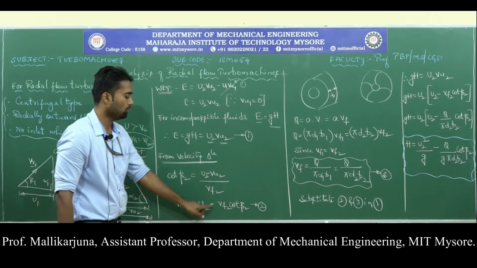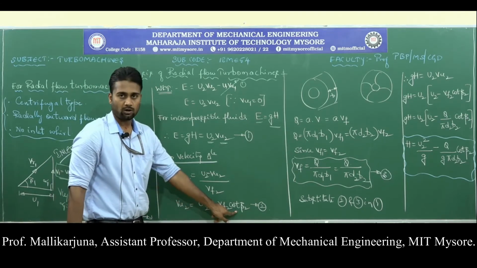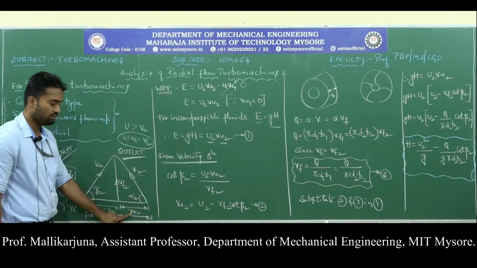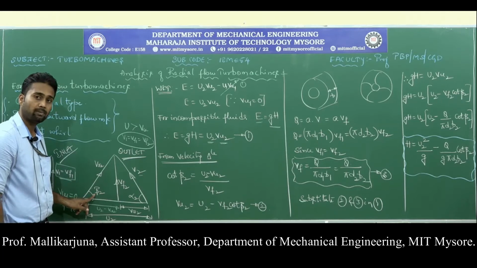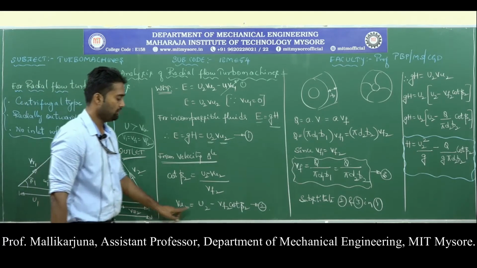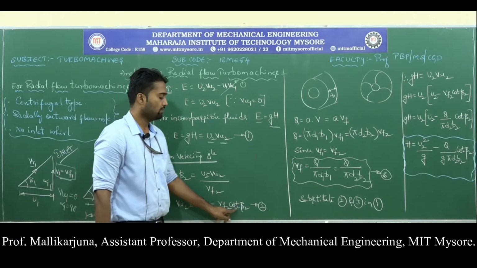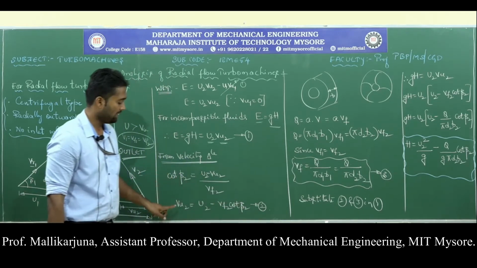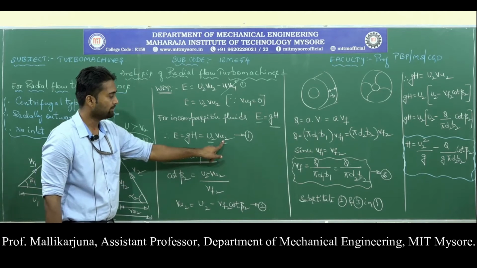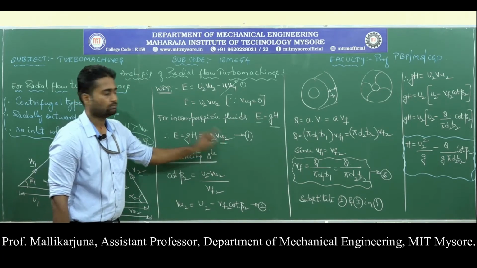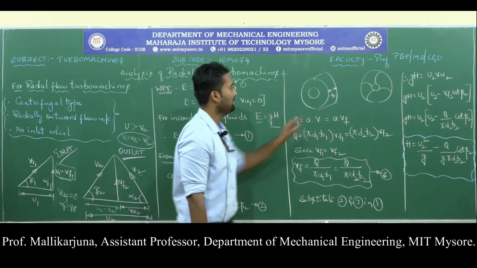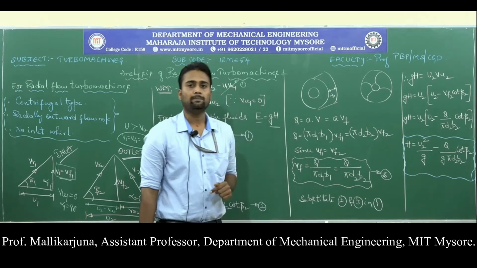Vu2 becomes U2 minus Vf2 cot beta 2. What I am trying to do here is express Vu2 in terms of the outlet blade angle beta 2. Vu2 is equal to U2 minus Vf2 cot beta 2. I have called this equation number 2, and I have got the value of one of the terms present in the energy transfer equation, which is nothing but Vu2. This is with respect to this part. Next thing is I need to look for the Q.